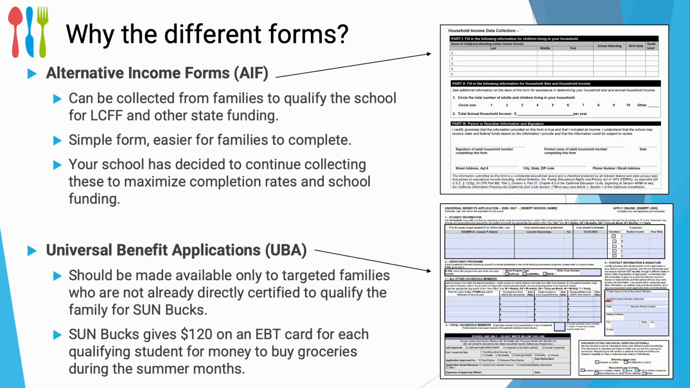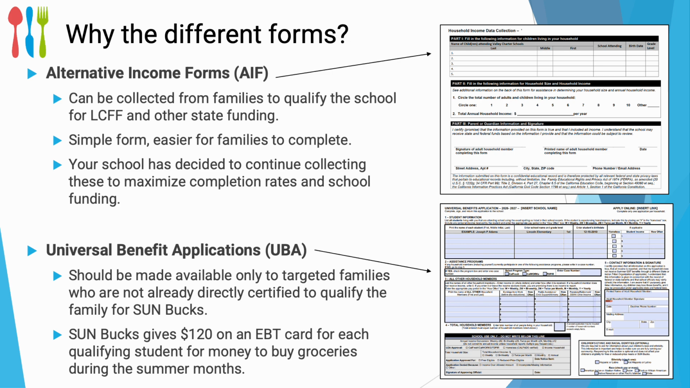The second form, the Universal Benefit Application, we're going to call that the UBA going forward. This needs to be made available only to targeted families who are not directly certified, so that family can qualify to receive Sunbucks. Sunbucks is a permanent program that gives money to cover meals during the summer. So it's $120 for this year on an EBT card for each qualifying student. And so that's meant to cover those summer months where they're not getting school meals.